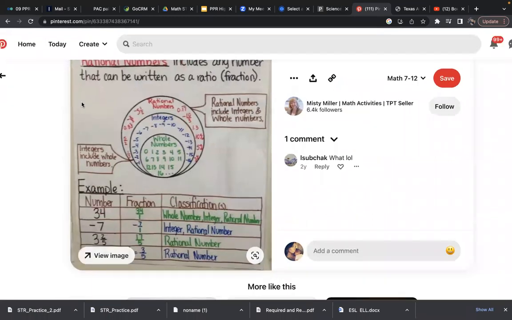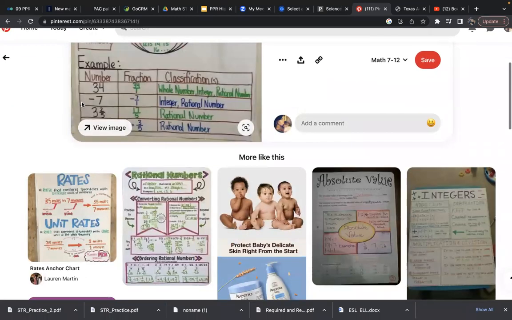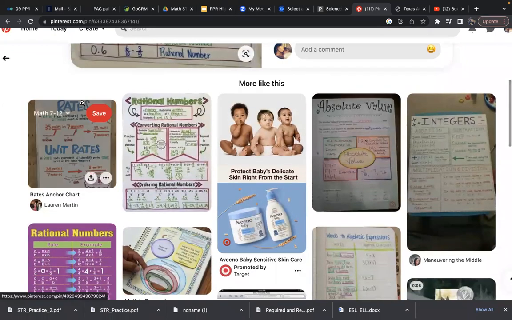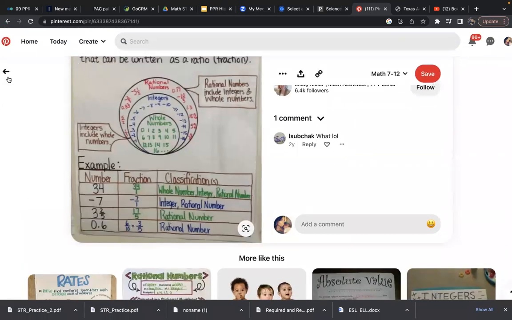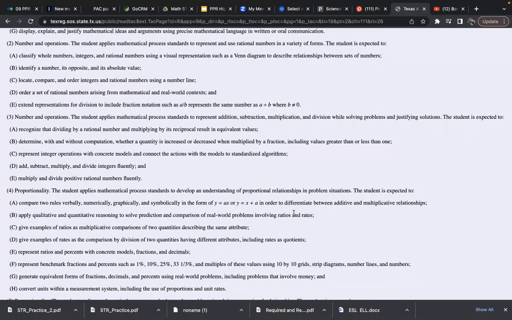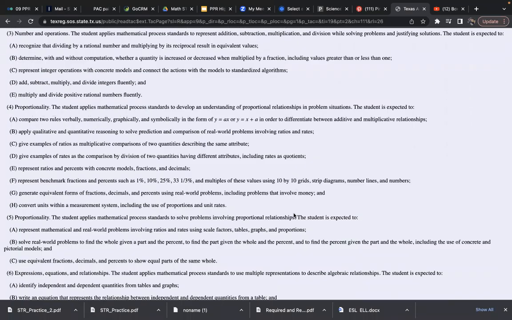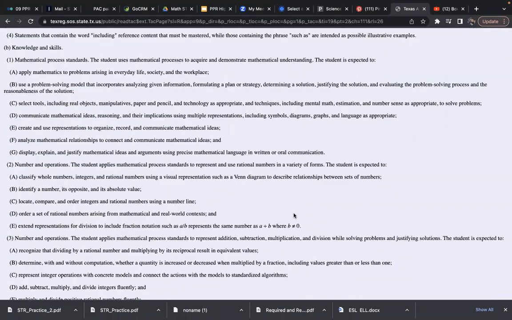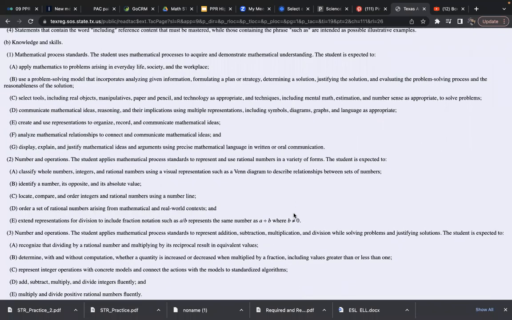So sixth graders have to have understanding, and specifically it said they needed to represent it utilizing a Venn diagram, and that's one. So I would have the students create something like that in their math journals.